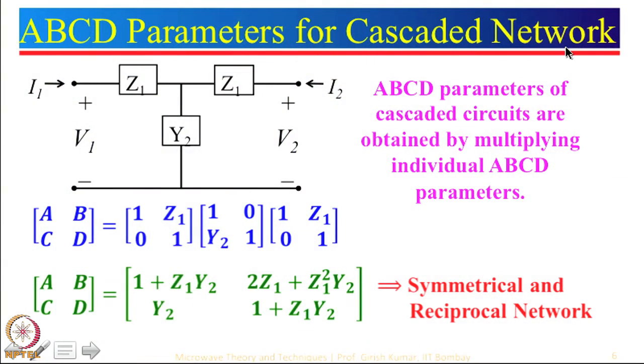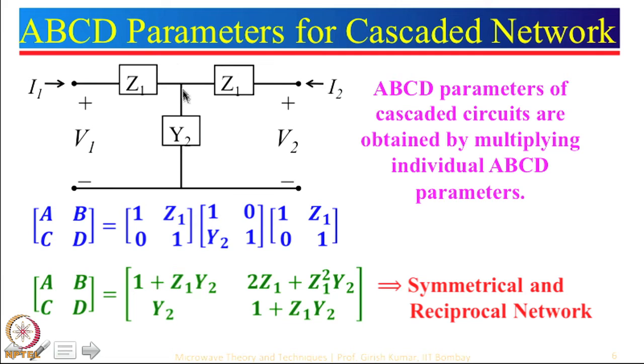Now, let us just take another case. Here it is ABCD parameters for cascaded network. So, what do we have here? We have two series impedances Z1 and Z1, and we have one shunt admittance which is Y2. Now, this particular problem can be solved if you write a voltage equation and current equation. You can actually write a node equation here, let us say some node 3.